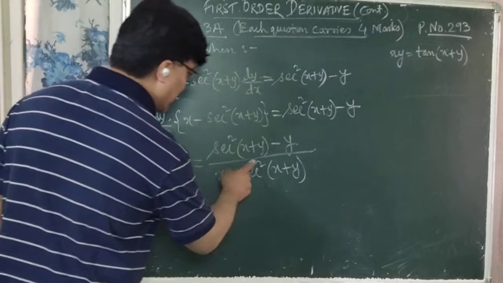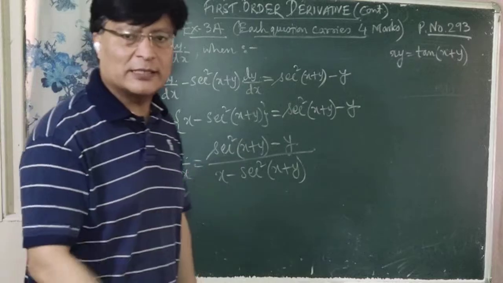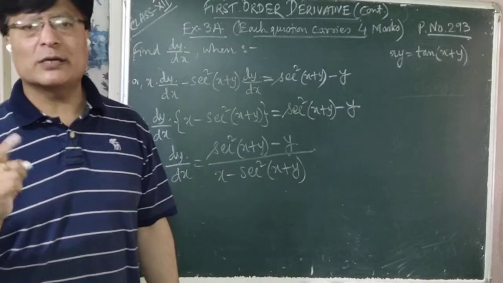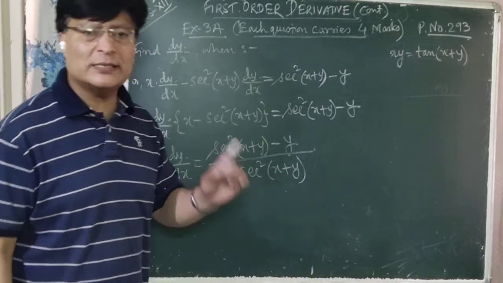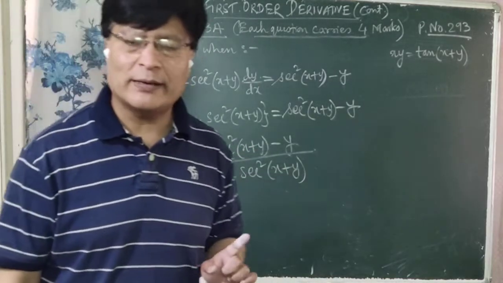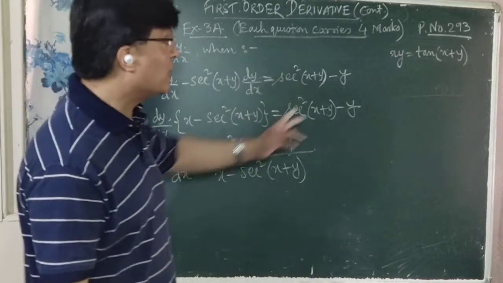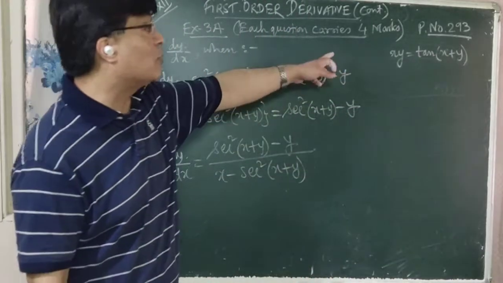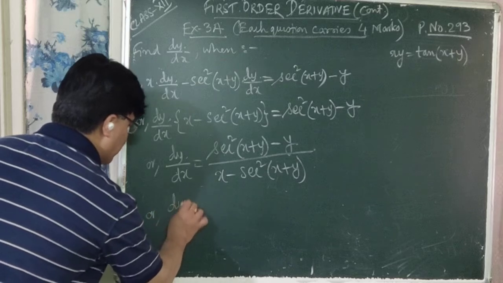Now this sec square (x plus y) is there. You can use the formula in this case. That is, you know, sec square theta is equal to 1 plus tan square theta. Similarly, what is sec square (x plus y)? It is 1 plus tan square (x plus y). So after using this formula, you can put the value for tan of (x plus y), which is equal to xy, right?